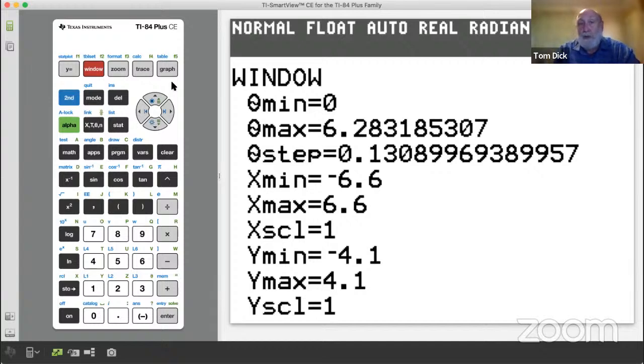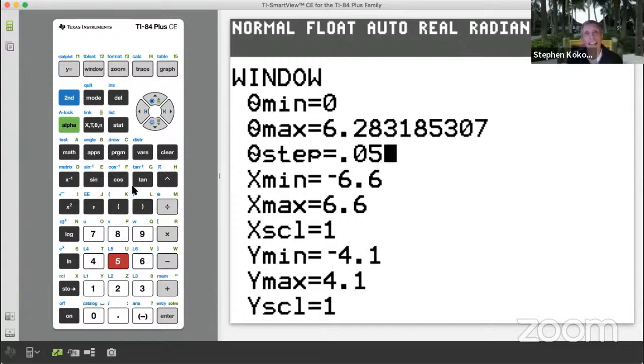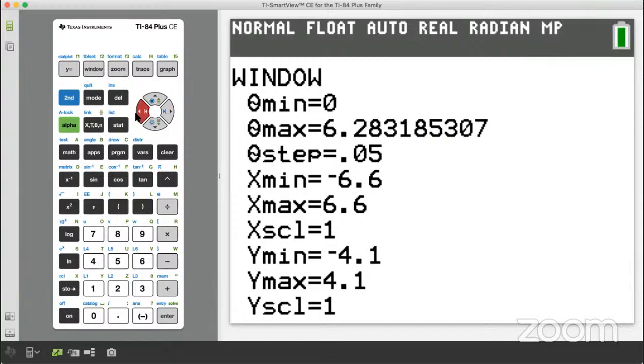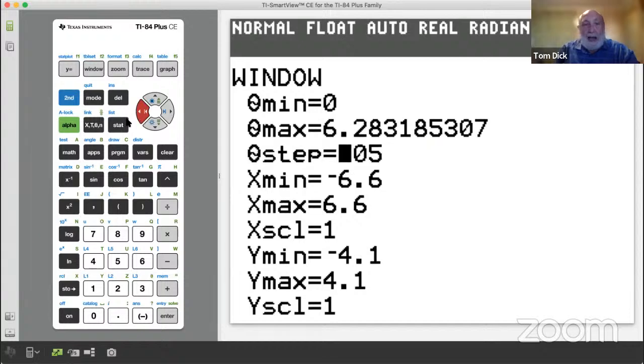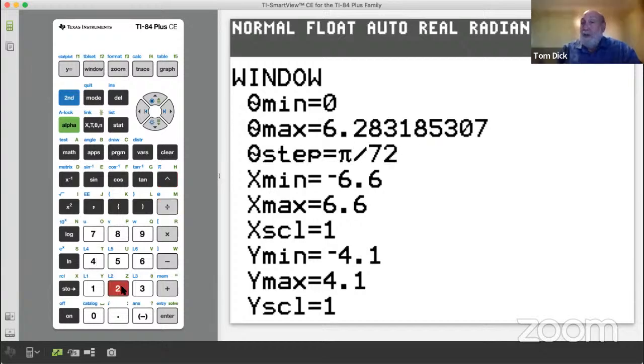So, for example, let's make it 0.05. That's a little less than half the step size before, so that's more than twice as fine. You could just do pi by 48. If we want to do exactly half, so we're still getting those nice multiples, do pi divided by 48 or even 72, something like that.